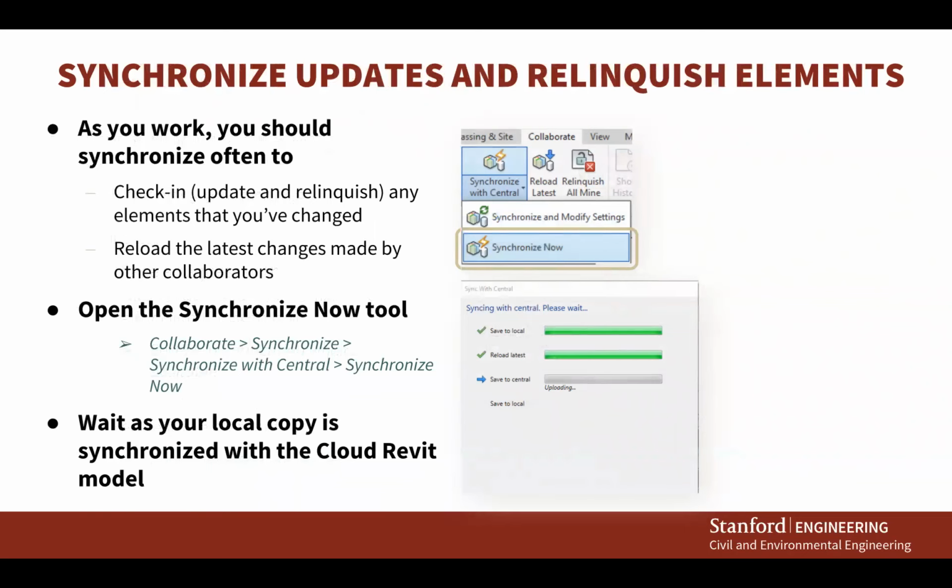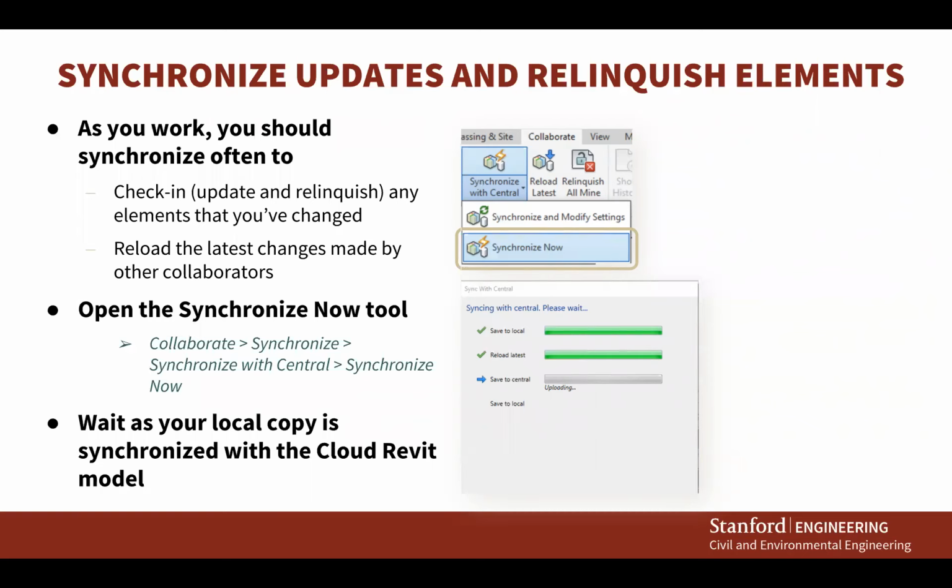Okay, as you work, you should remember that you need to synchronize often. When you do that, what you're going to be doing is checking in. That basically updates the Cloud Revit model and relinquishes any elements that you've changed. So that's your way of checking things back in and making them available again. As you synchronize, the other thing that happens is you reload the latest changes made from the other collaborators. So you'll pull their changes down and you'll be able to see them in your local copy of the model.